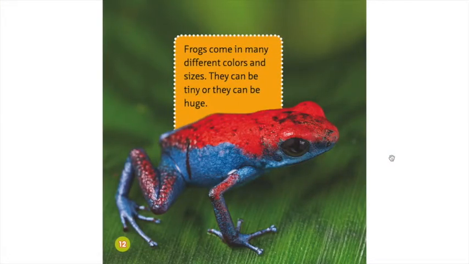Frogs come in many different colors and sizes. They can be tiny or they can be huge. What colors is this frog right here? What colors do you see on them? Yeah, we have blue, we have red, got black eyes, and it's even a little purplish where the blue and the red mix together.